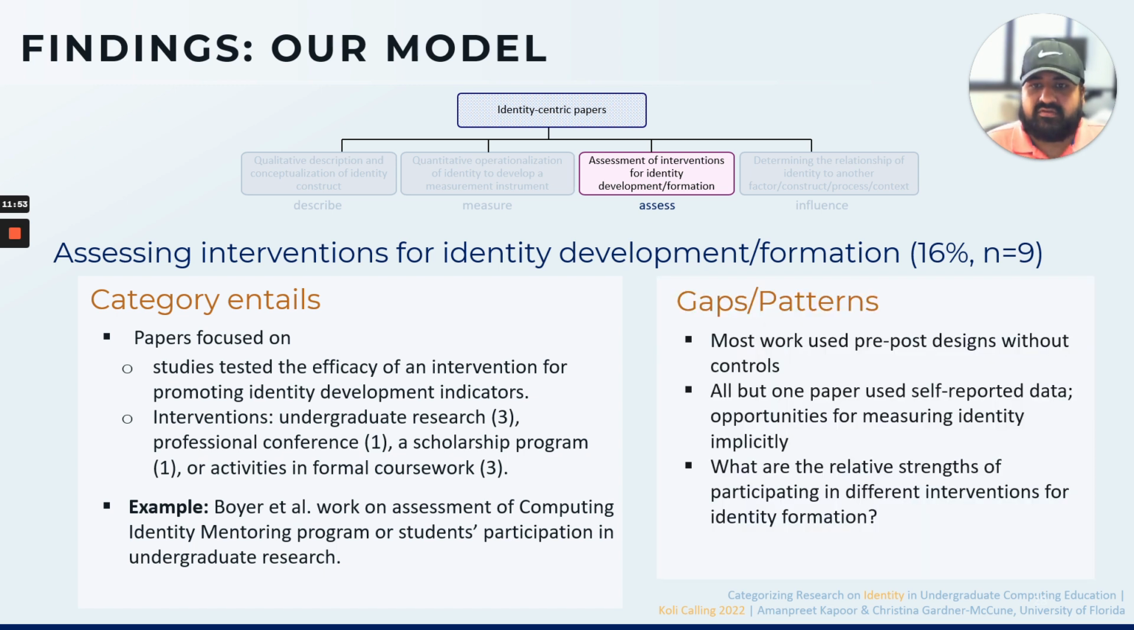Some of the gaps we observed in this category was most work used pre-post designs without control groups, and all but one used self-reported data. So there are more opportunities for measuring identity implicitly using socio-technical systems or learning management systems to understand identity formation more implicitly. Also, the relative strengths of participation in these interventions was missing, which is we don't know how much does participation in research programs matter more than participation in coursework, and there are no common metrics to assess them.